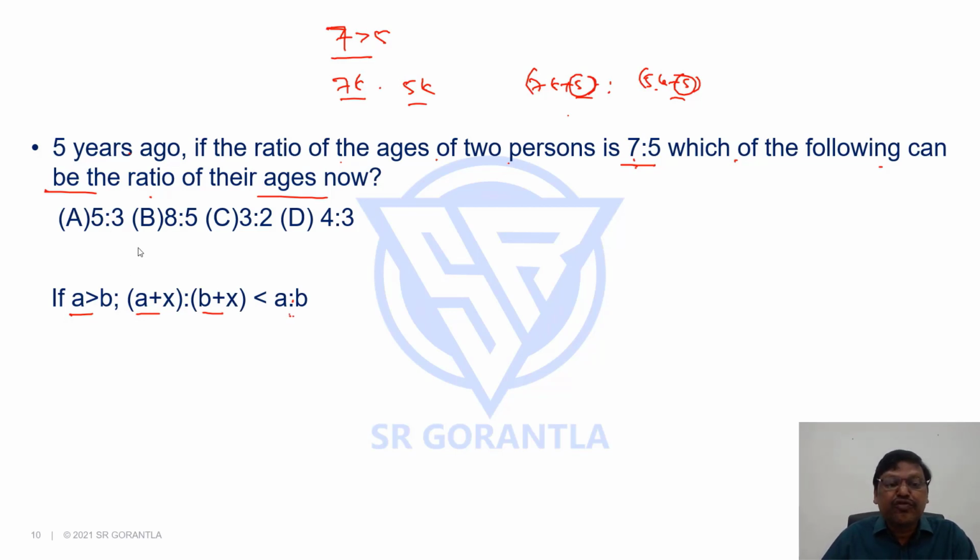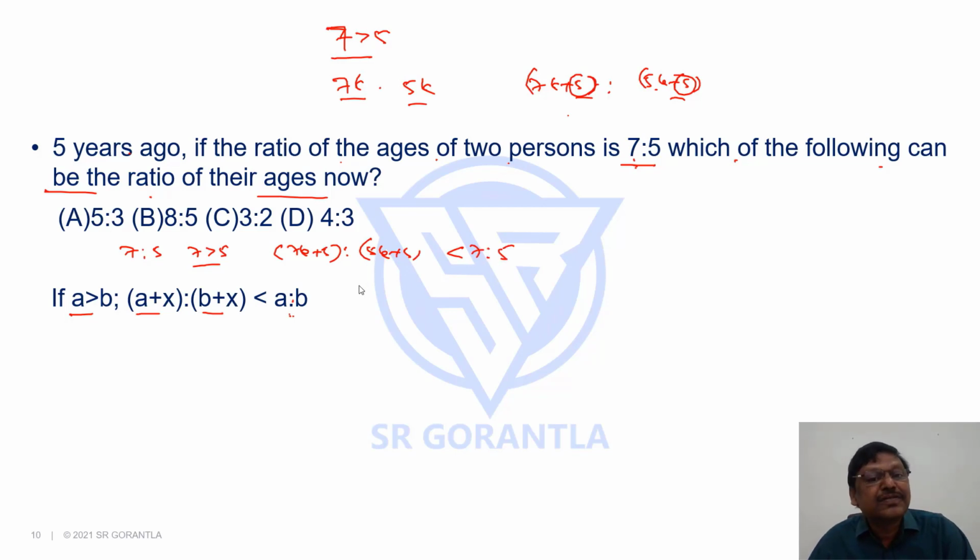Now in this ratio 7 is to 5, 7 is greater than 5, which means if I'm adding the same number, 7k and 5k are there, if I'm adding the same number to both of them, the ratio is going to be less than 7:5, right? What is 7:5 or 7 by 5? 7:5 or 7 by 5 is 1.4. Which of them is less than 1.4?